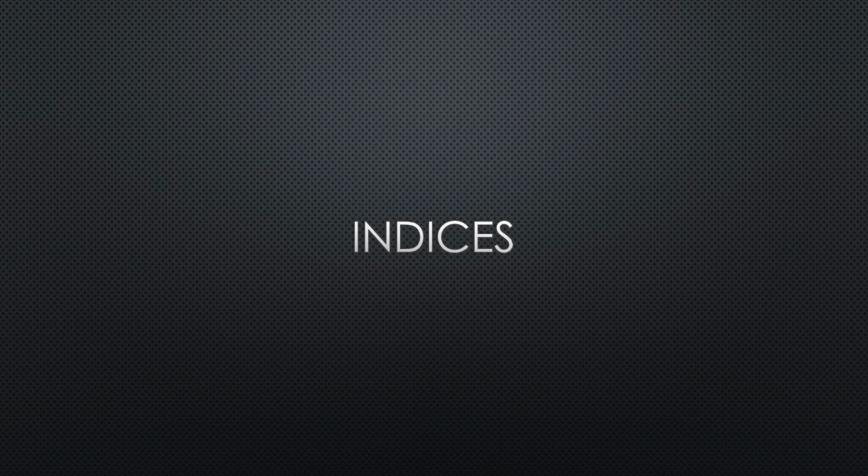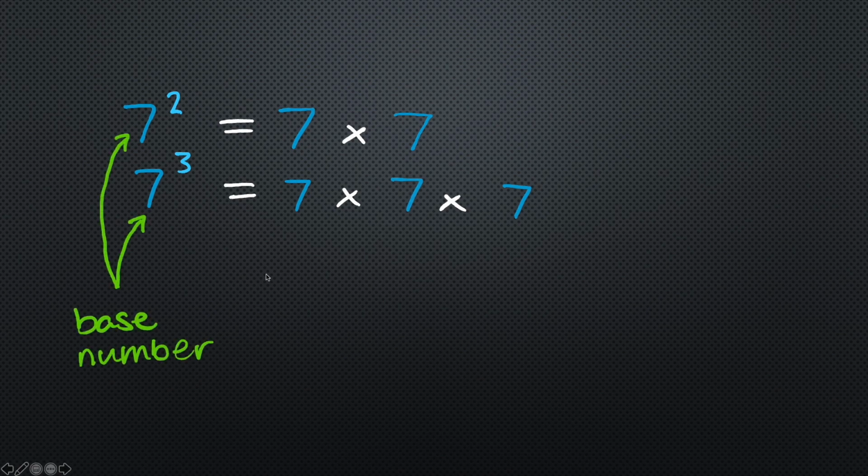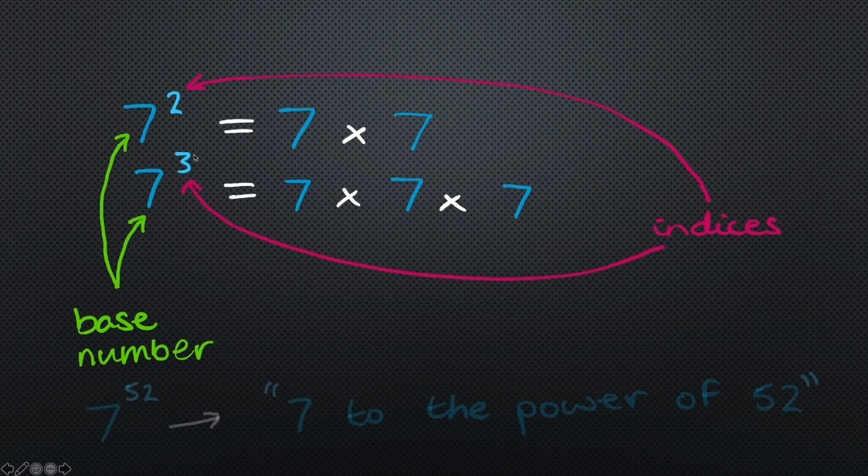So, for example, let's look at how this works. We already know that writing 7 squared is the same as writing 7 times 7. This base number here, with our index, or our power, illustrates how many times. 7 to the power of 2, definitely not 7 times 2. 7 to the power of 2 is just 7 multiplied by itself twice, and then 7 multiplied by itself 3 times. This is what we call the base number, and then here are our indices, 2 and 3.